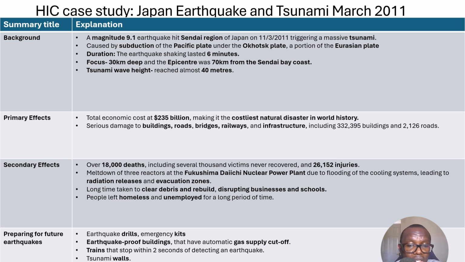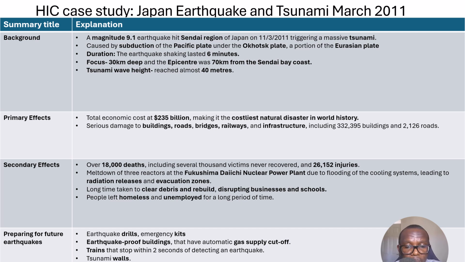Now that means that where the shaking started was 70 kilometers from the coast, giving this particular earthquake an opportunity to create a massive tsunami that started 70 kilometers away. And we know that the tsunami will ordinarily become larger as it reaches the coast, especially if it has traveled over a longer distance. And the tsunami wave height, obviously, as a result, was almost 40 meters, which is quite a huge wall of water.